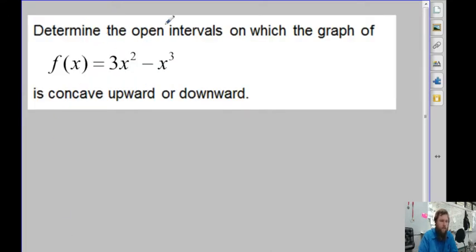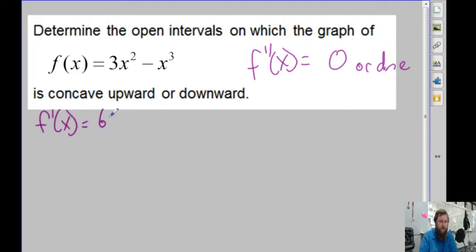So let's do an example of that. Determine the open intervals when the graph of this function is concave upward and downward. So we're going to have to find the second derivative to determine that, and then we've got to find where that second derivative, f double prime of x, is going to equal 0 or does not exist. So let's find the second derivative. F prime of x is going to be 6x minus 3x squared. And your double prime, your second derivative, is going to be 6 minus 6x.